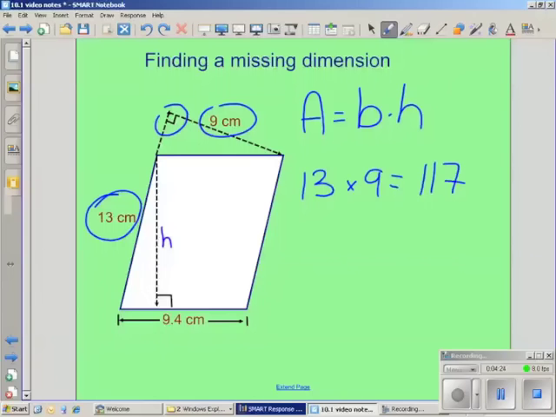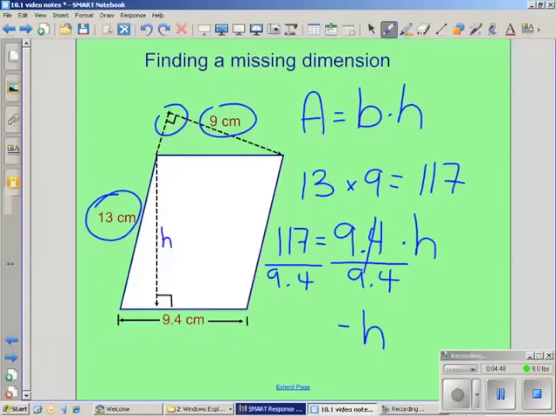So now we can substitute that into our equation. Area, which is 117, equals the base, which is 9.4, times the height, what we're solving for. Let's divide both sides of our equation by 9.4, and height is equal to approximately 12.4, and our unit is centimeters. And you can check your work by multiplying both your base and height.